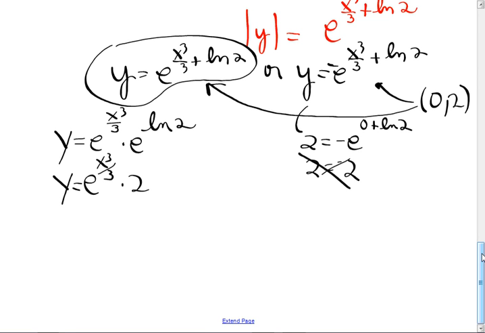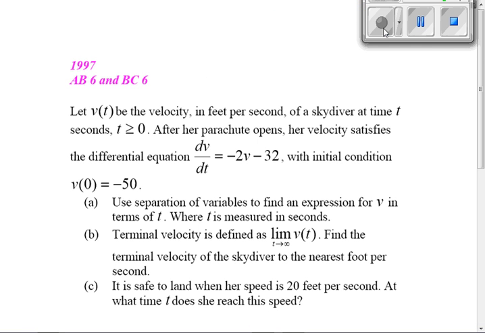Okay, we're going to do the parachute problem. You have that problem. Oh, I handed it out. So let's do this problem.